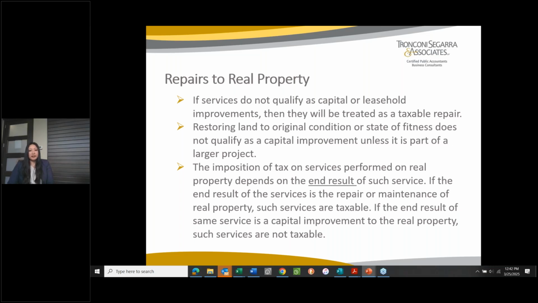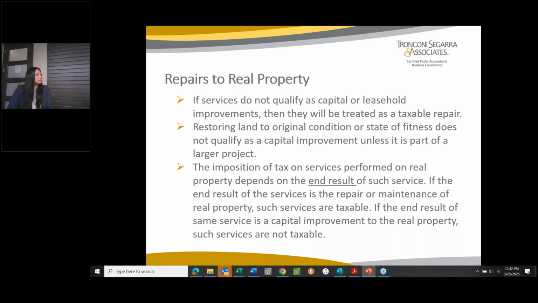The imposition of tax on services performed on real property depends on the end result of the service. If the end result is repair and maintenance, then it would be taxable. If the end result is a capital improvement, then the services included in that project would not be taxable.